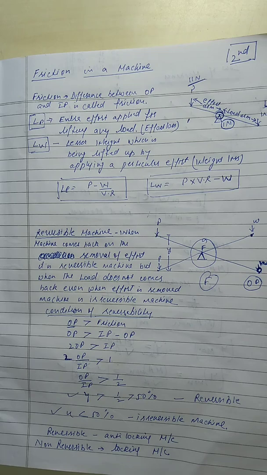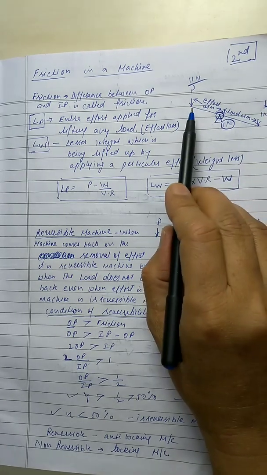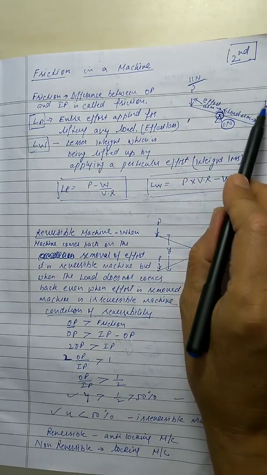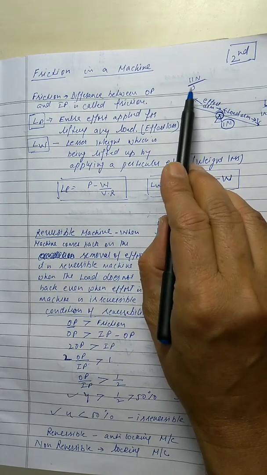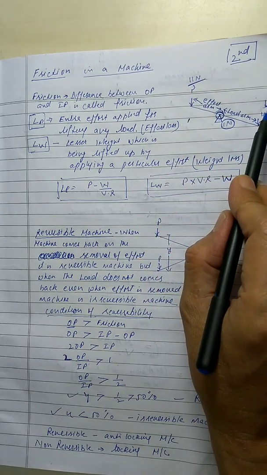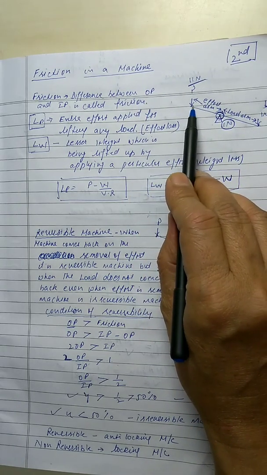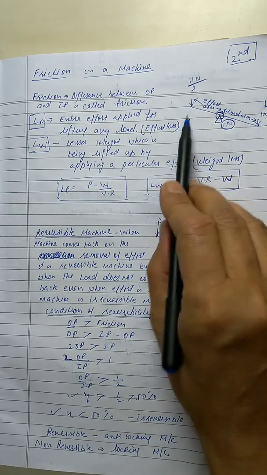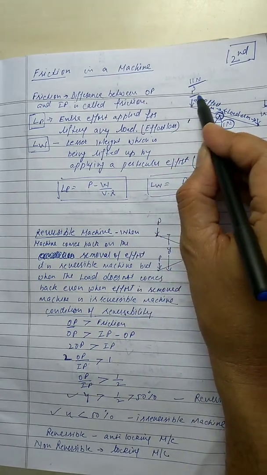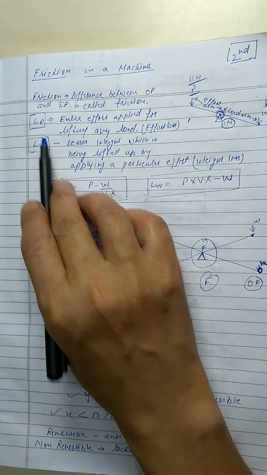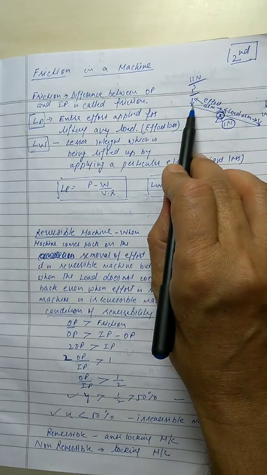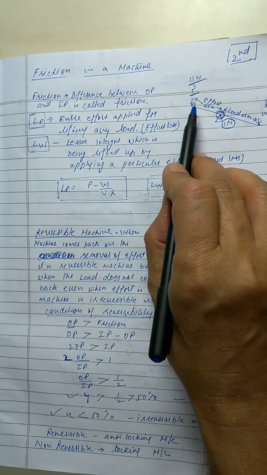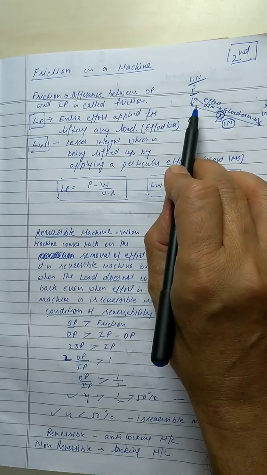Friction in case of a simple lifting machine can also be defined on the basis of the weight lifted and the effort applied. See, the weight lifted is 10 Newton, the effort applied is 11 Newton. So the effort applied is 1 Newton more as compared to the weight lifted, and the weight which is lifted is 1 Newton less as compared to the effort applied. If you want to define friction on the basis of effort, you can say that the extra effort which is applied to lift a load is known as effort loss. This is basically due to friction.